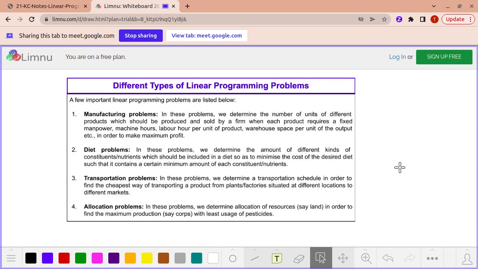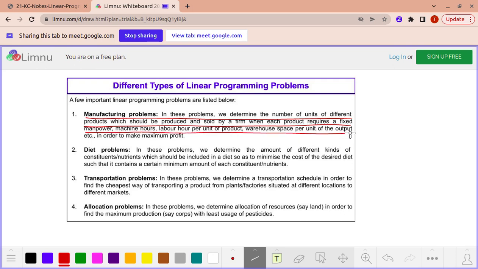So what are the few important linear programming problems? The first one is the manufacturing problem. In the manufacturing problem, dear students, we determine the number of units of different products which should be produced and sold by a firm when each product requires a fixed manpower, machine hours, labor hours per unit of product, warehouse space per unit of the output, etc., in order to make maximum profit. That is one type of problem, called the manufacturing problem.